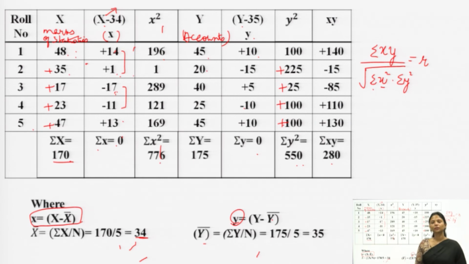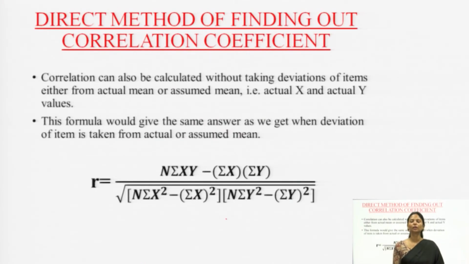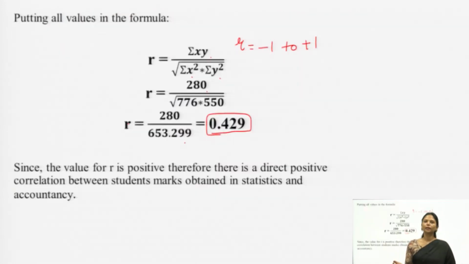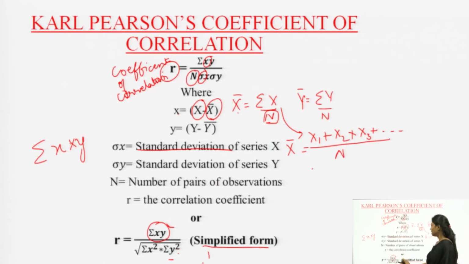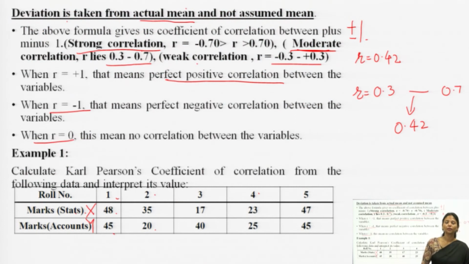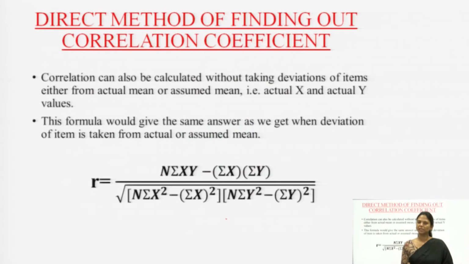But the next method talks about using the formula directly without finding out small x and small y. How to do that? This formula would give you the same answer. This formula and the earlier formula will give you the same answer, but use whichever is easier for you and whichever you understand better, unless it is specified in the question.